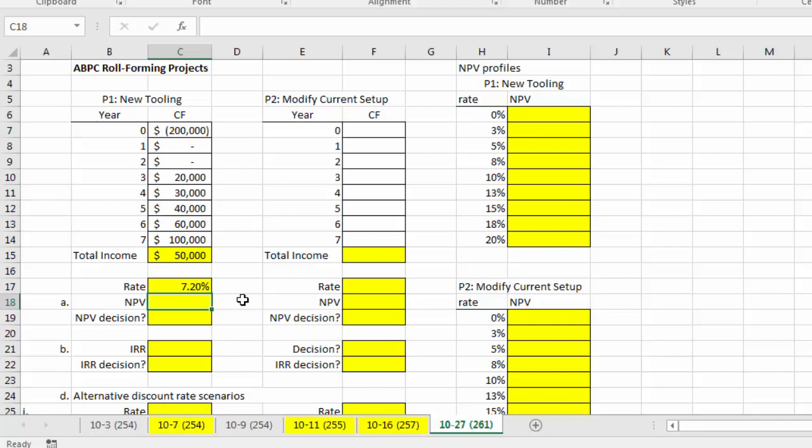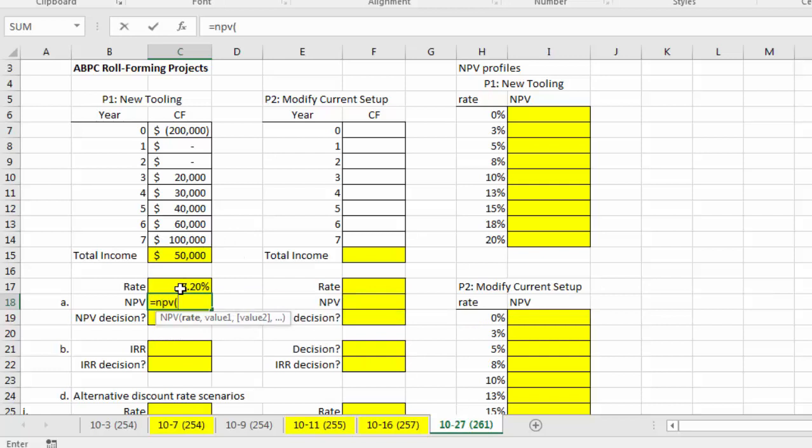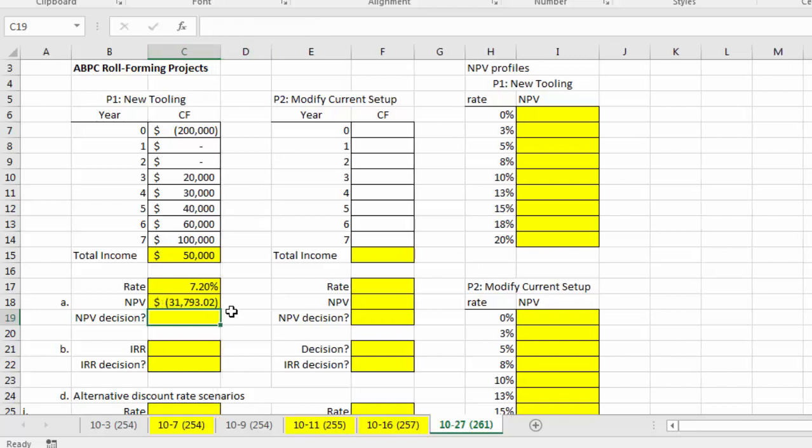I'll do it for project 1. You can do the same procedure for project 2. Equals NPV of this rate and these inflows, and then subtract the initial outflow. I'm adding it because it's already a negative number. And let me expand my column so we can read that. Oh, it's got a negative NPV. And I'm not too surprised because the bulk of the income occurs out into the future where we are discounting it heavily, and it's not generating a 7% rate of return. So on the NPV decision, I'm going to say no.